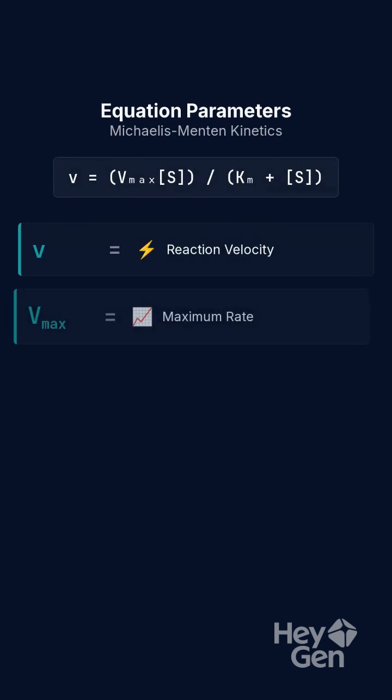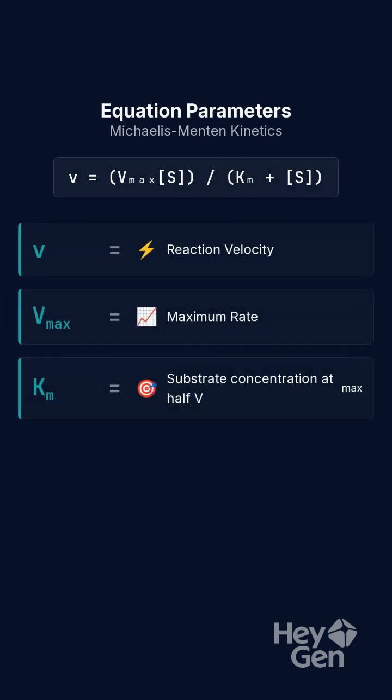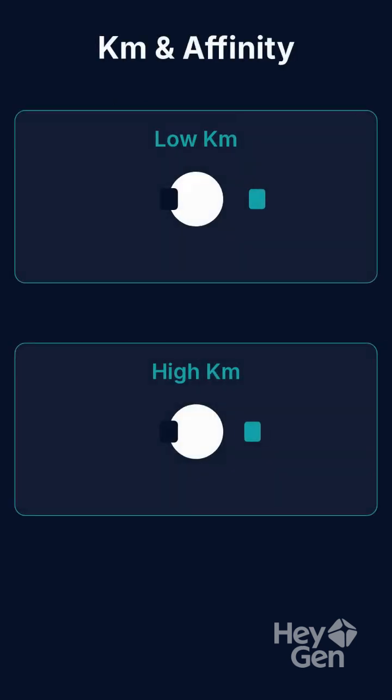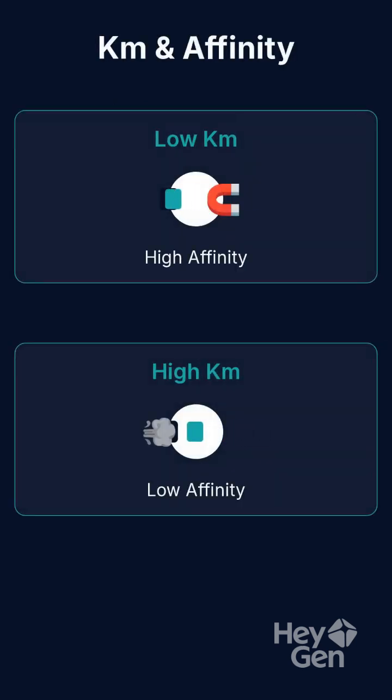The most famous equation in enzyme kinetics is the Michaelis-Menten equation, V equals Vmax times S divided by Km plus S. Here, V is the reaction velocity, Vmax is the maximum rate, and Km is the substrate concentration at half Vmax. A low Km means high affinity for the substrate, while a high Km means low affinity.